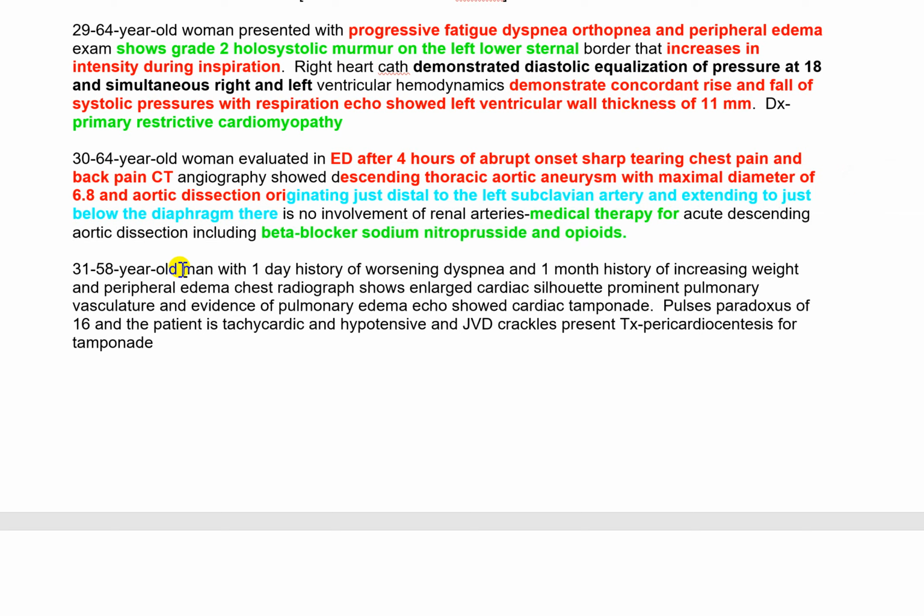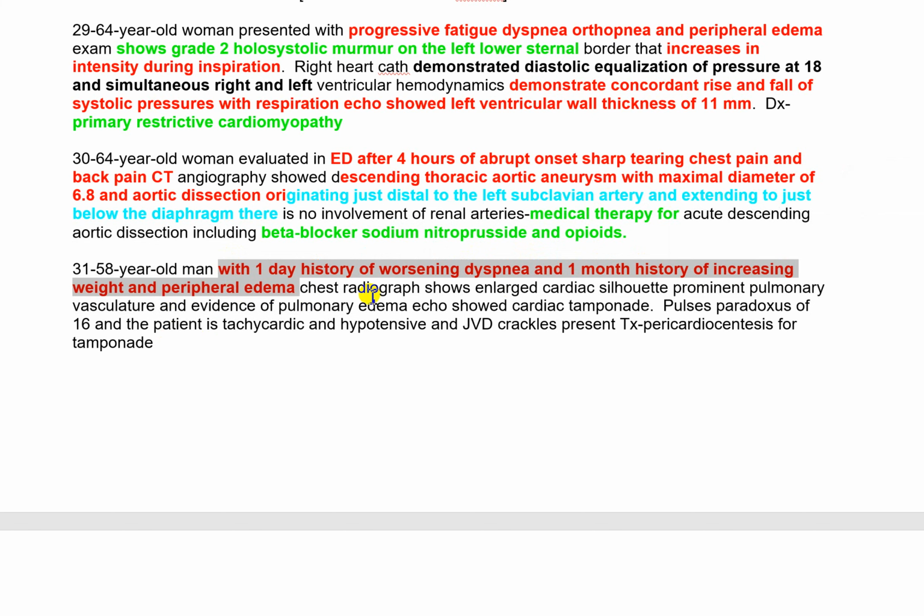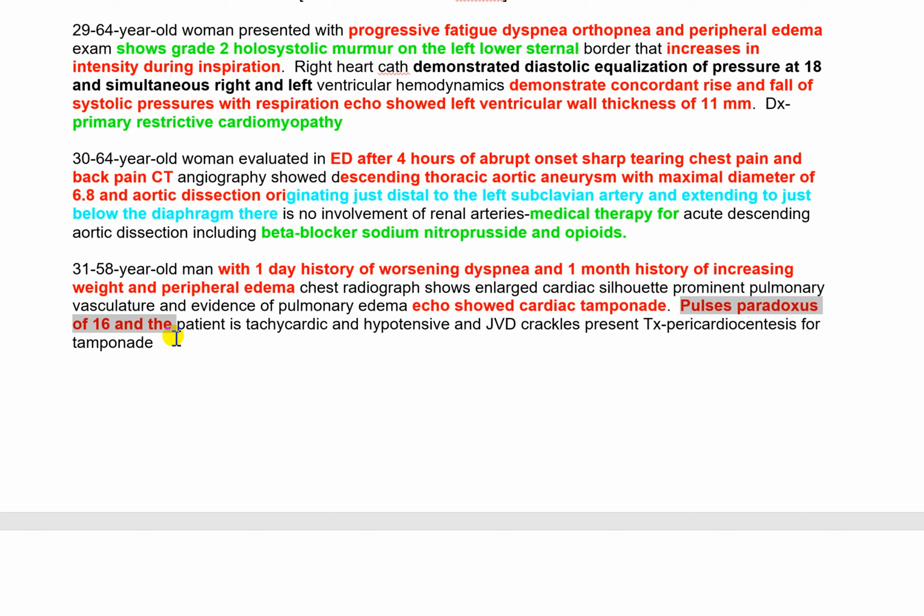Okay, now we have an elderly gentleman with 1-day history of worsening dyspnea and 1 month of increasing weight and peripheral edema. Chest radiograph shows enlarged cardiac silhouette, prominent pulmonary vasculature, and evidence of pulmonary edema, and echo showed cardiac tamponade. So they give you the diagnosis. Pulsus paradoxus of 16. What does that tell you? What did I tell you? Whenever you see pulsus paradoxus 16, what is the diagnosis? It's tamponade. They just gave us the diagnosis as well.